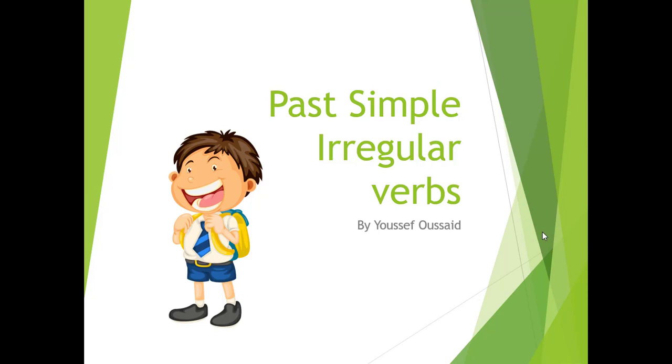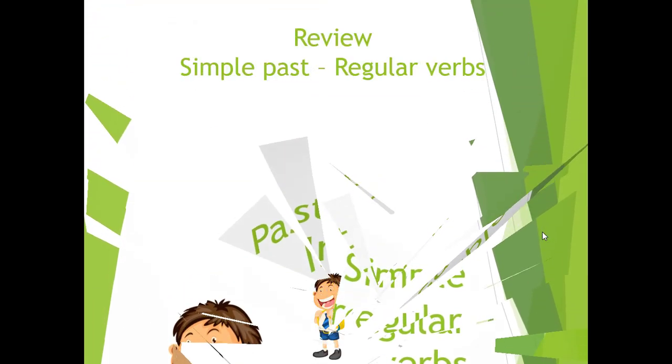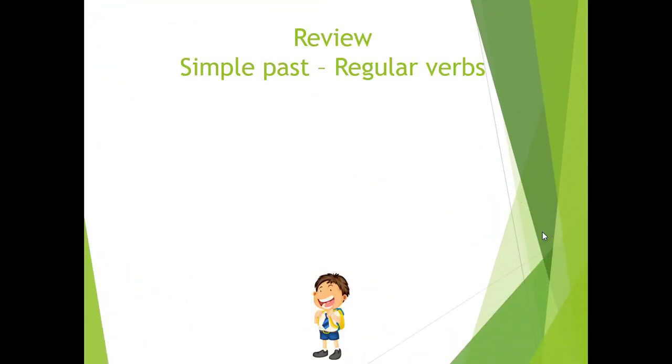First, before we start, we should revise what we have studied last time, which is the simple past also, but regular verbs. Yesterday, I told you that we have regular verbs and irregular verbs. Regular verbs, it's easy to make them in the past. You just have to add ed or d or ied. For example, we have visit becomes visited. We add ed because we don't have e at the end of visit. Dance, we add only d because we already have e.